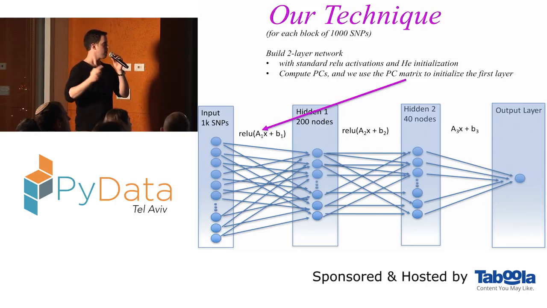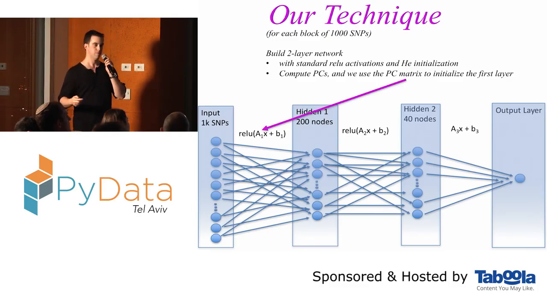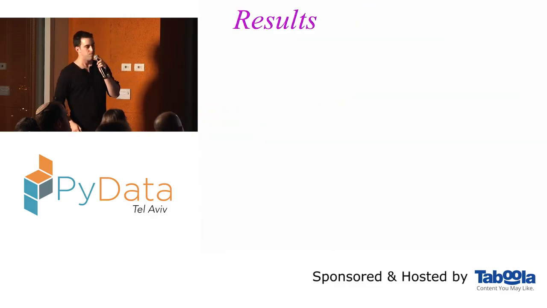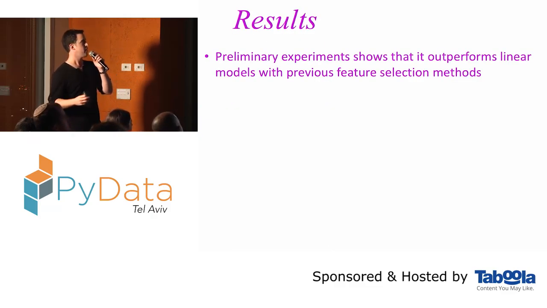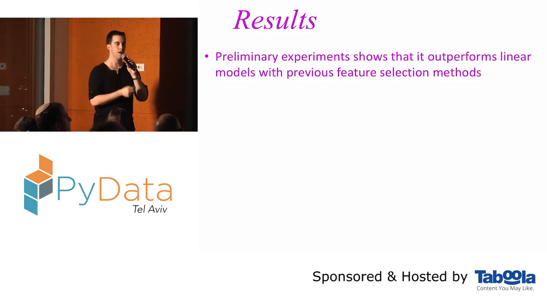And this is one of the things we've been trying. It seems to be working well, but we'll be trying a lot of different iterations of this as well. All right, so the results are that preliminary experiments have shown that it's outperforming linear models with these other types of feature selections that we talked about.